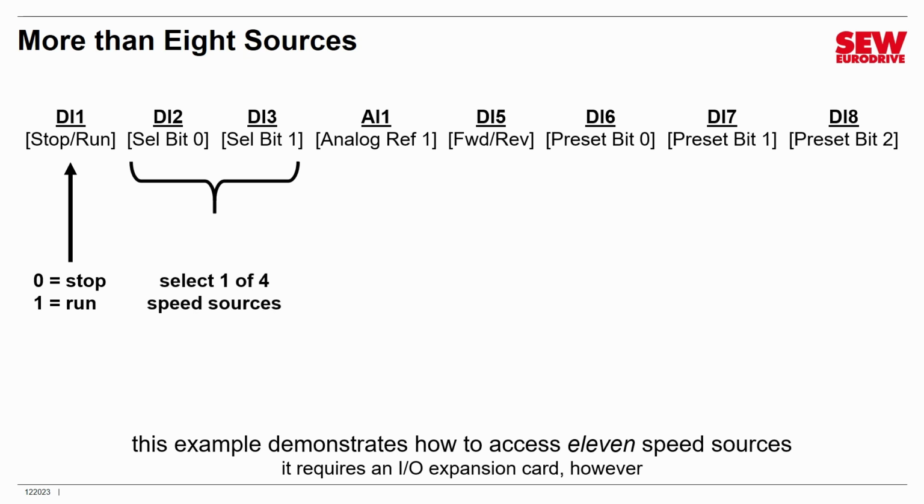Digital inputs 2 and 3 select between one of 4 speed sources, and you may be wondering, how do we get 11 out of this if we can only select 4? Well, just hang in and you'll see in a minute. Analog input 1 is set to the potentiometer, so that's a speed control source. Digital input 5 selects the direction of rotation, either clockwise or counterclockwise.